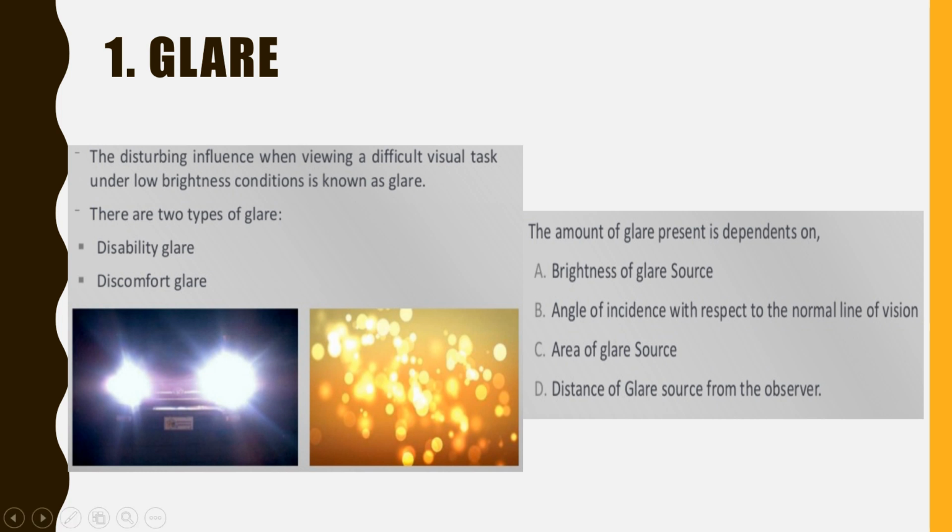And there are two types: one is disability glare and one is discomfort glare. You can see in the pictures, these are the examples. What it depends on: it depends upon the brightness of the glare source, the angle of incidence with respect to the normal line of vision, the area of the glare source, and the distance of the glare source from the observer. So these are the four controlling factors determining the amount of glare.